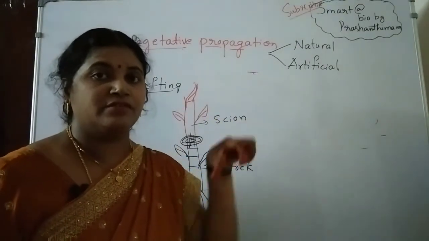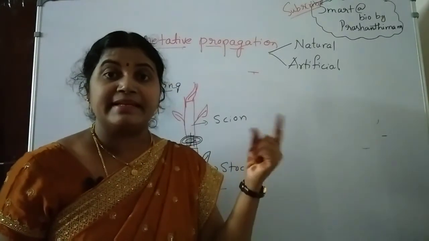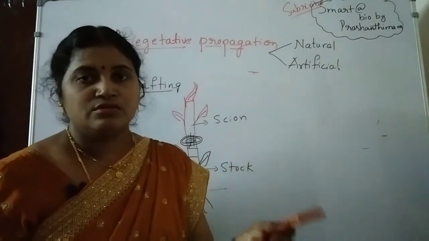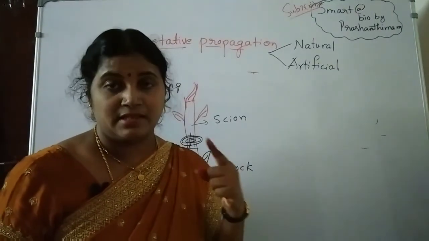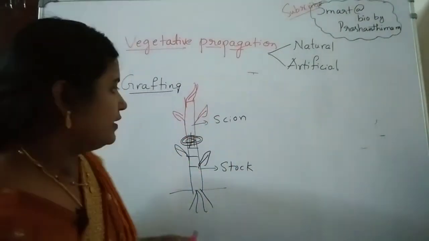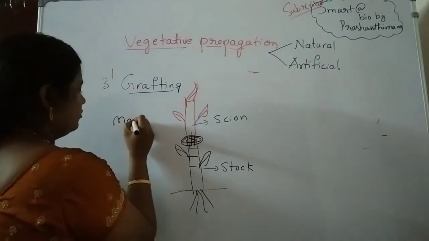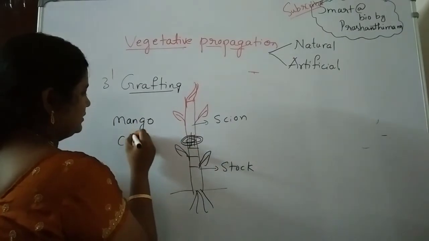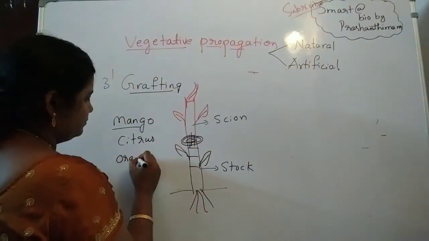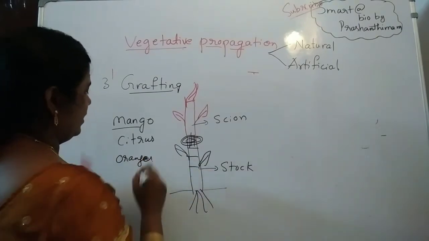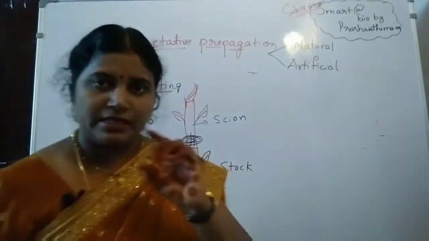The growth tissues are going to be combined, one plant with another plant. When two plants combine, automatically their characters also mix, and finally we are going to get our desired plant. So this method we follow in mangoes, citrus fruits, okay, citrus fruits like oranges. So this is the grafting method, a very simple method.